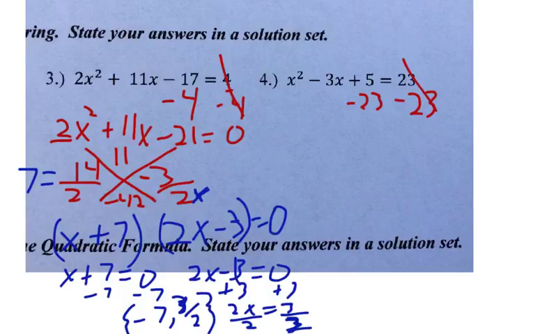So these are going to cancel out. That's 0, which is what we want. And 5 minus 23 is -18. I'm going to bring down everything else. So I get x squared minus 3x minus 18 equals 0.